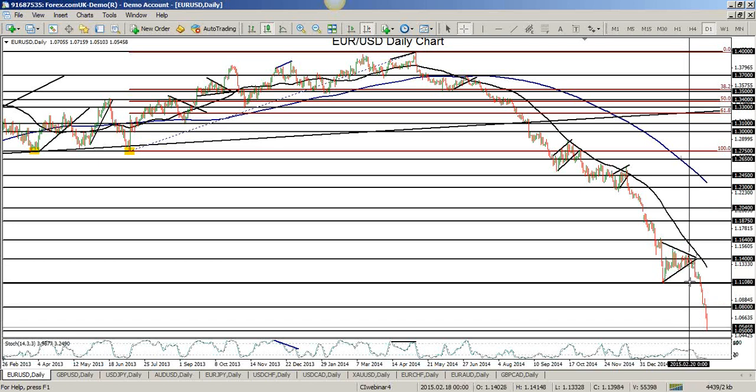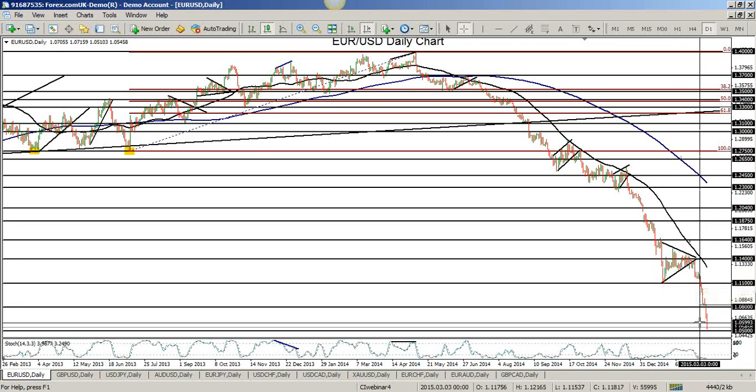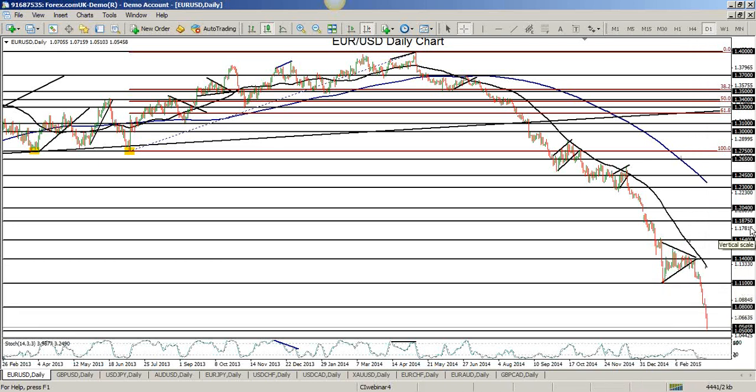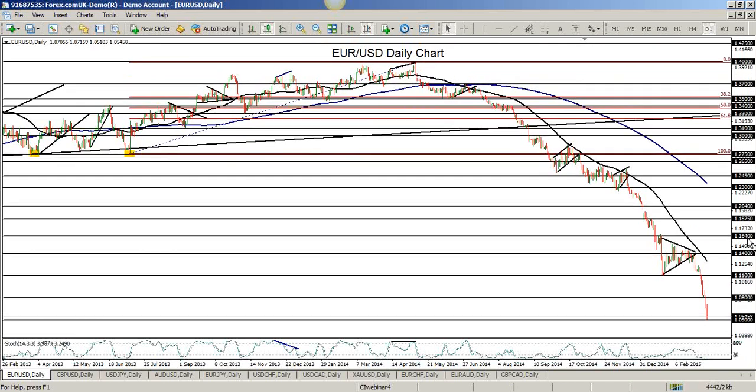It hit my target of 111. After it dipped below 111, I was looking for 108. This was in my analysis that I post on City Index. So it goes down and hits 108. After that, my target was 105. It just hit 105.